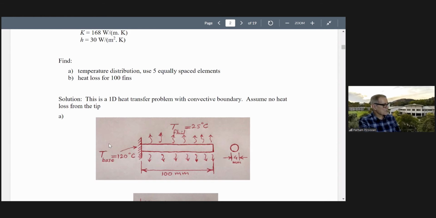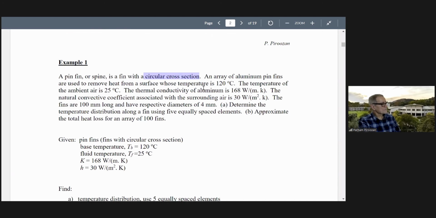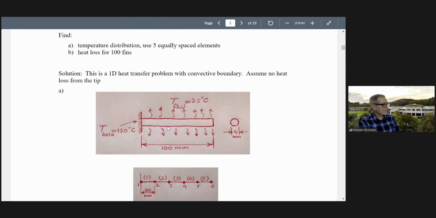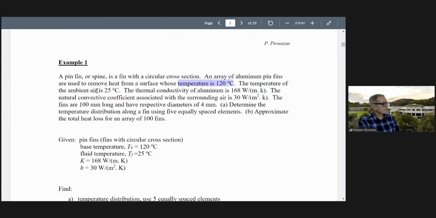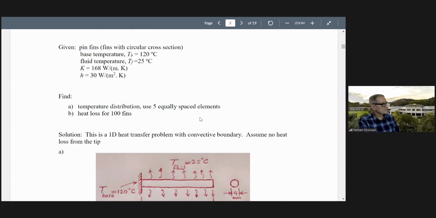Temperature at the base is 120 degrees centigrade. Ambient temperature is 25 degrees. The question is, this is a pin fin. It has a circular cross section. The temperature at the base is 120 degrees centigrade, this is here. Temperature of the ambient is 25 degrees centigrade. So this is this one.